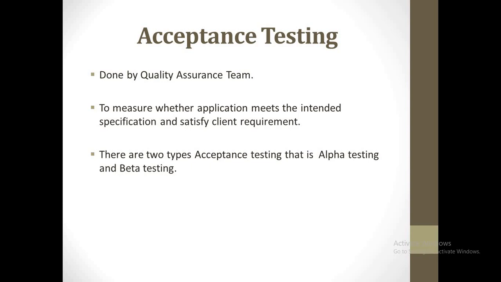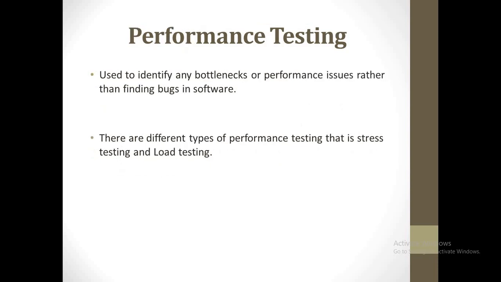So this is called alpha testing, where we try to test in the developer environment. It can also be done in the client environment, where the client can test and see whether it is working properly or not. That is called beta testing. Performance testing is where we check whether it works in all situations.